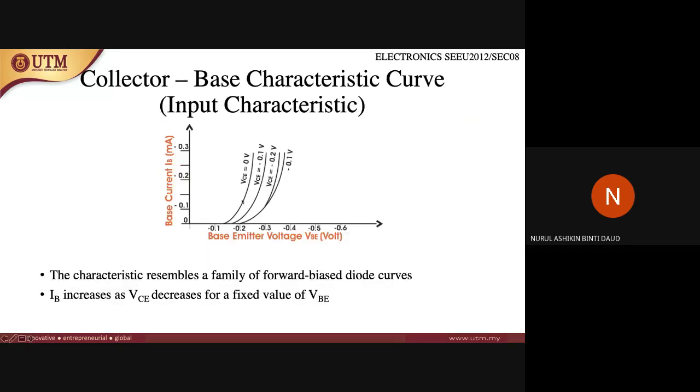So this is the input characteristic graph, where the information given inside this graph is the value of voltage at the base emitter. Base emitter voltage, just now, right? The graph will be like this, right? Okay, so this is the voltage value.